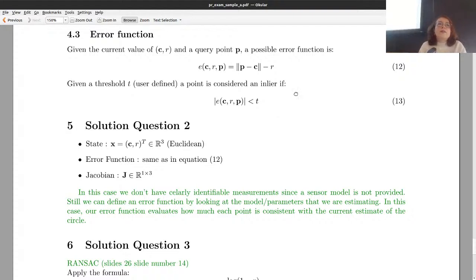Of course, this works for a circle. For a different kind of curve, you will need to shape your error in a different way. But the important thing is that you have this concept that a point can be considered an inlier of your algorithm as long as it lies close to the curve given by the parameters that you found through the minimal solver.